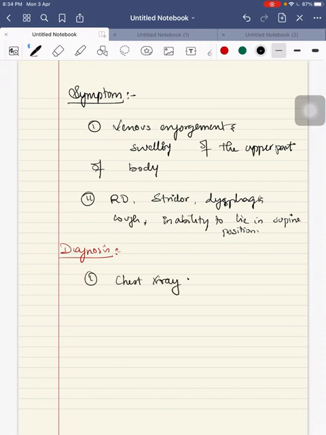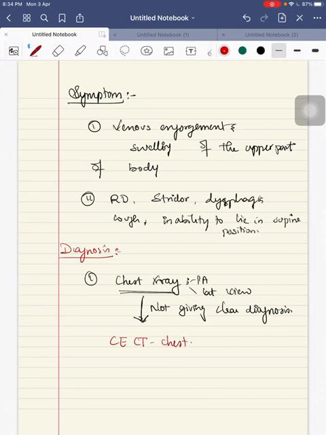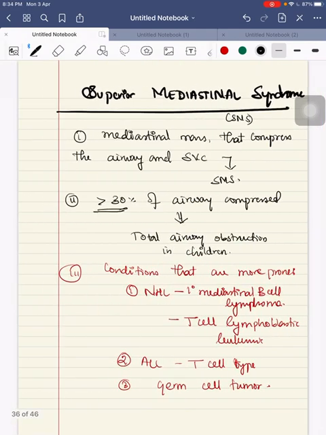Okay, then how do you diagnose this? Diagnosis is simple. You can take a chest X-ray in PA and lateral views, in which the mediastinal mass can be found. If the chest X-ray is not giving a clear diagnosis, a contrast enhanced CT chest can be taken for the diagnosis.